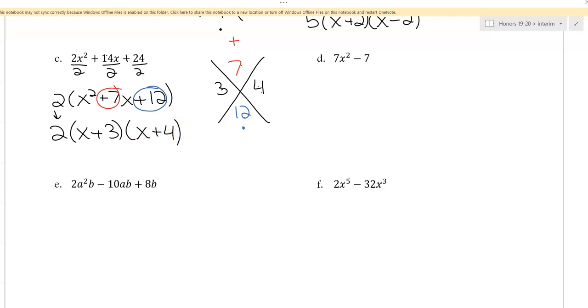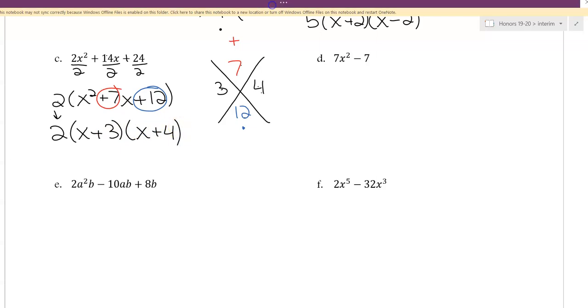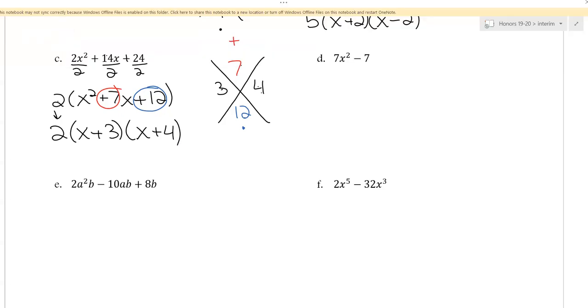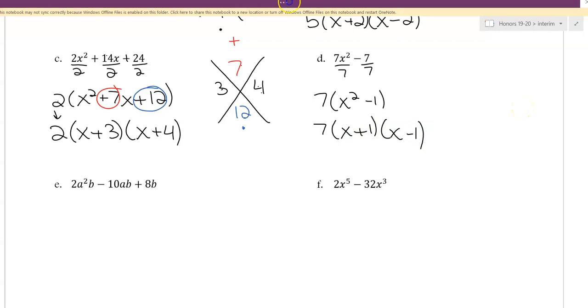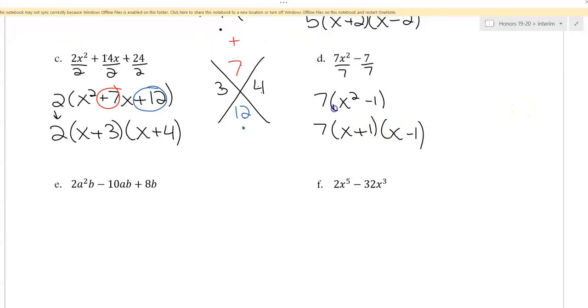All right, looking at part D, again, same idea. Both of these can be divided by 7. So I have 7 times x squared minus 1, which is the same as x plus 1, x minus 1. All right, coming from our square roots again here. Square root of x squared is x, square root of 1 is just 1.